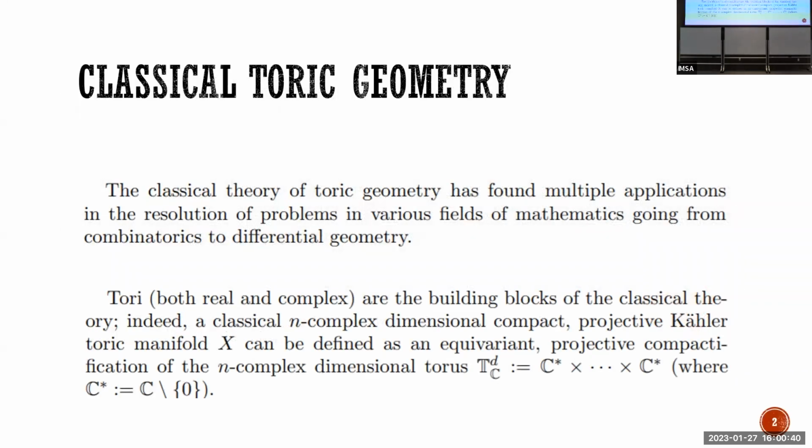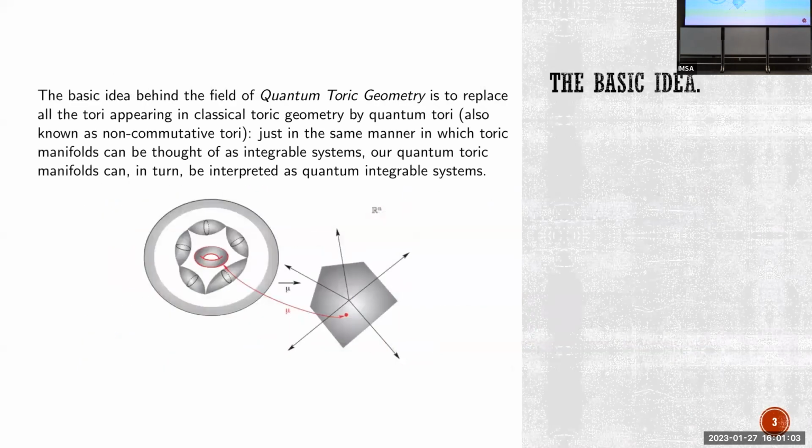So, classical toric geometry, we know, is made up of tori, both real and complex tori. And so you build these manifolds or algebraic varieties using the combinatorial information, the polytopes or the fans, and the tori, and you end up with this variety that you obtain from the combinatorial information, or vice versa. You have the variety, and then you recover the combinatorial information.